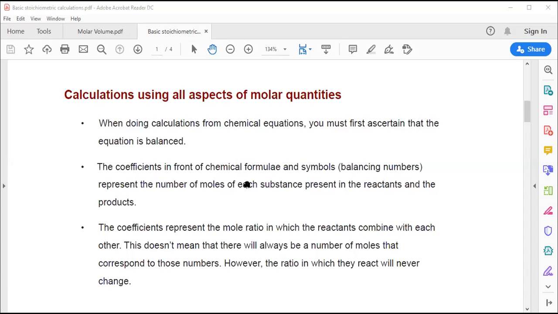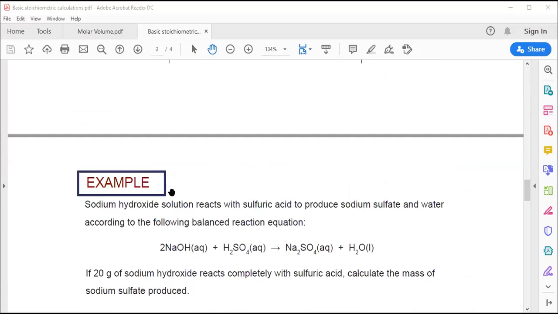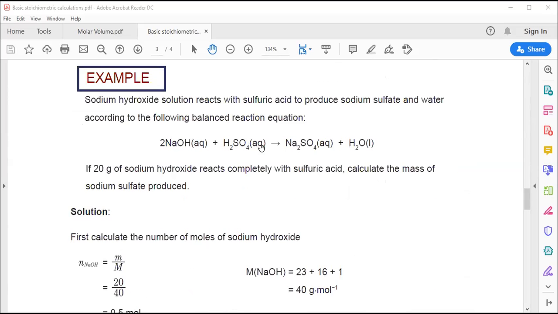The coefficients in front of the chemical formulae and symbols, that is the balancing numbers, represent the number of moles of each substance present in the reactants and the products. Example, what do you mean by this? If I look at this, sodium hydroxide reacts with H2SO4 to give sodium sulfate and water. What is the ratio of the moles? So what are we saying? We are saying 2 moles of sodium hydroxide react with 1 mole of H2SO4 to give 1 mole of sodium sulfate and 2 moles of water. Those are the moles that we are talking about.